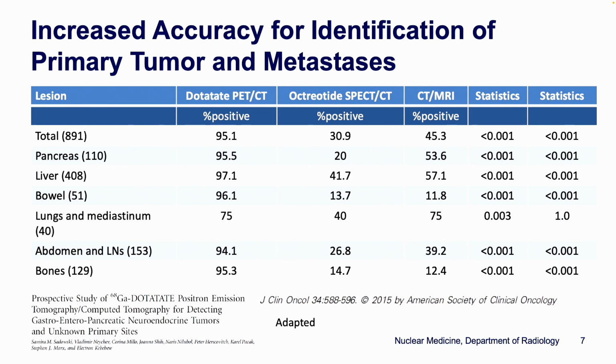But overall, when you add the PET information, you're more accurate in finding lesions, except with the lungs, where the CT is actually quite good to look for lung lesions.